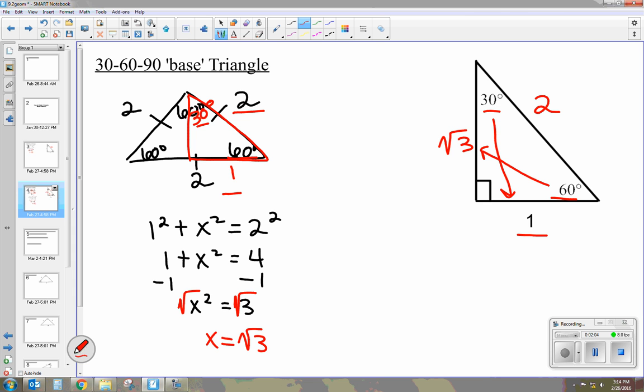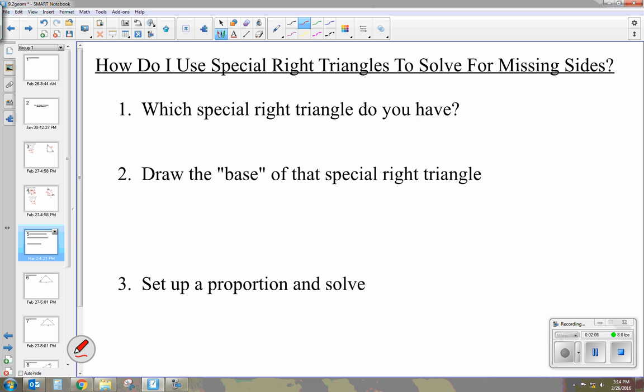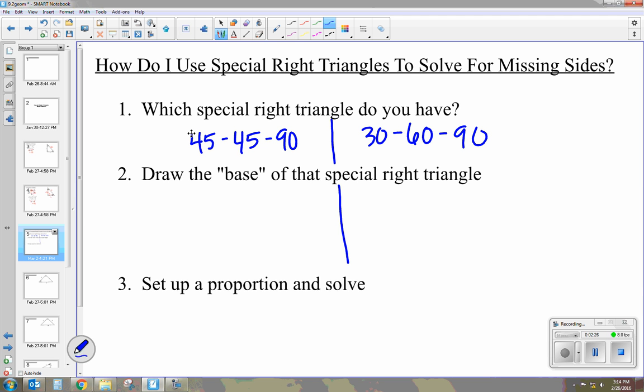So how do we actually use special right triangles to solve for missing sides? Well, I have a 3-step process. The first one is you have to find out which special right triangle you have. You're either going to have a 45, 45, 90 or a 30, 60, 90. Once you figure out what kind of special right triangle you have, you're going to draw the base of that special right triangle, which we just did.